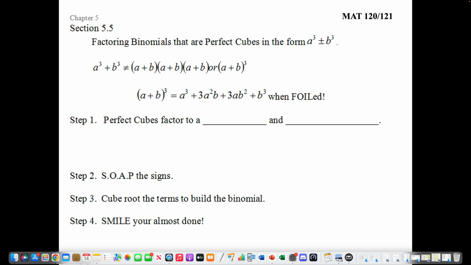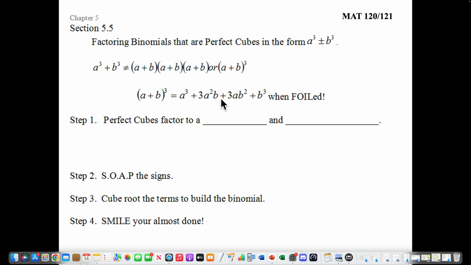Now, the one thing I want you to understand is that a to the third plus b to the third is not three binomials a plus b being multiplied together, or the binomial to the third power. That's absolutely wrong. If you had all three of those and you FOILed this all out, you would get a to the third plus 3a squared b plus 3ab squared plus b cubed. You'd have middle terms. Every time you FOIL two binomials or more that look exactly the same, there will be middle terms.